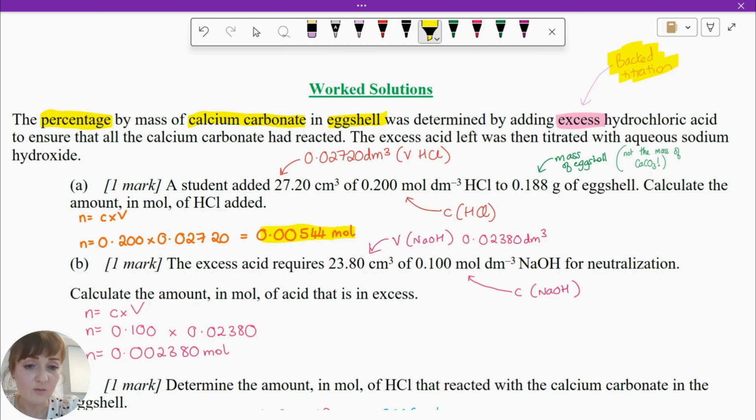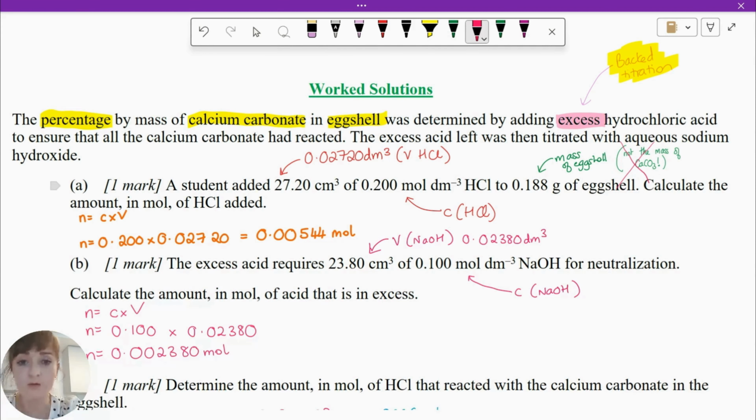That eggshell that I put in was 0.188 grams. Note that this is the mass of eggshell, but it is not the mass of calcium carbonate. Only some of that 0.188 grams of eggshell will actually be calcium carbonate. So they're not the same thing. That's a common mistake that students make.